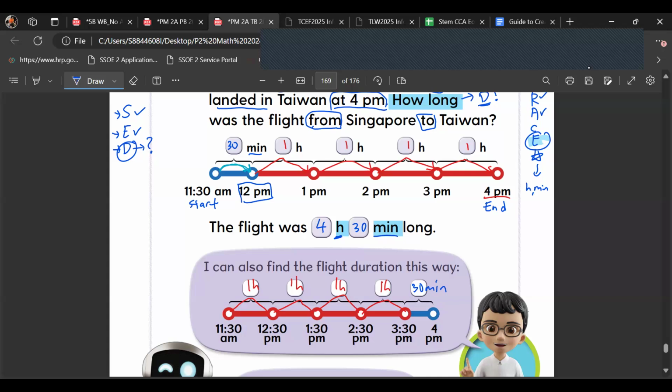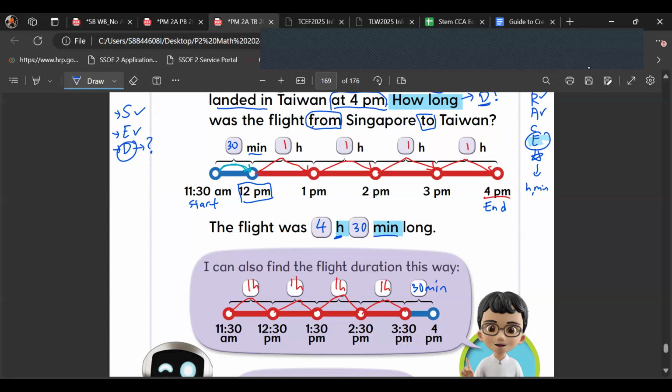So you can choose either start with minutes first or start with hours first. Both work. Now, which one do you like? How many of you like the first one? Start with minutes first. That means I changed 11:30 to 12 p.m. first. How many of you like that one? How many of you like the second one? Start with hours first. Okay. Both are okay.